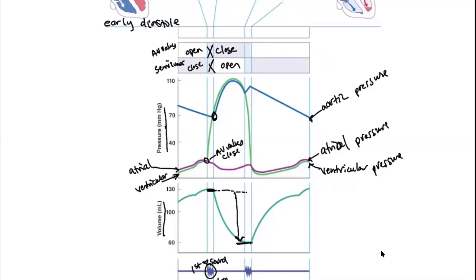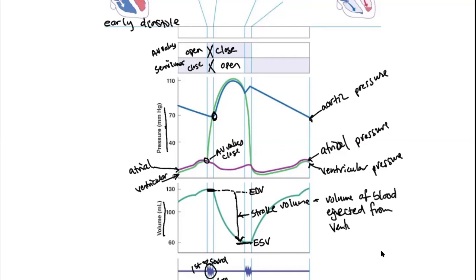This up here is your end diastolic volume, and this down here is your end systolic volume, and this drop in volume that's being ejected is referred to as your stroke volume. That is the volume of blood ejected from the ventricle during one cardiac cycle. And how do we find that again? It's end diastolic volume minus end systolic volume, and that's going to equal stroke volume.